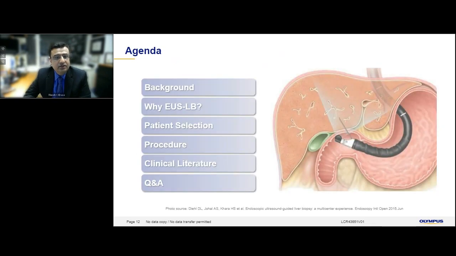So on the agenda, we'll go over the background of EUS-guided liver biopsy. I'm proud to be part of a team here at Geisinger who have been pioneers in not just spreading this technique, but also perfecting it, and working with our interventional radiology and hepatology colleagues on taking this to the next level. We'll review the whys of the EUS liver biopsy, the patient selection, the procedure details on how we perform this, and also the clinical literature that we have been proud of being a part of here at Geisinger.